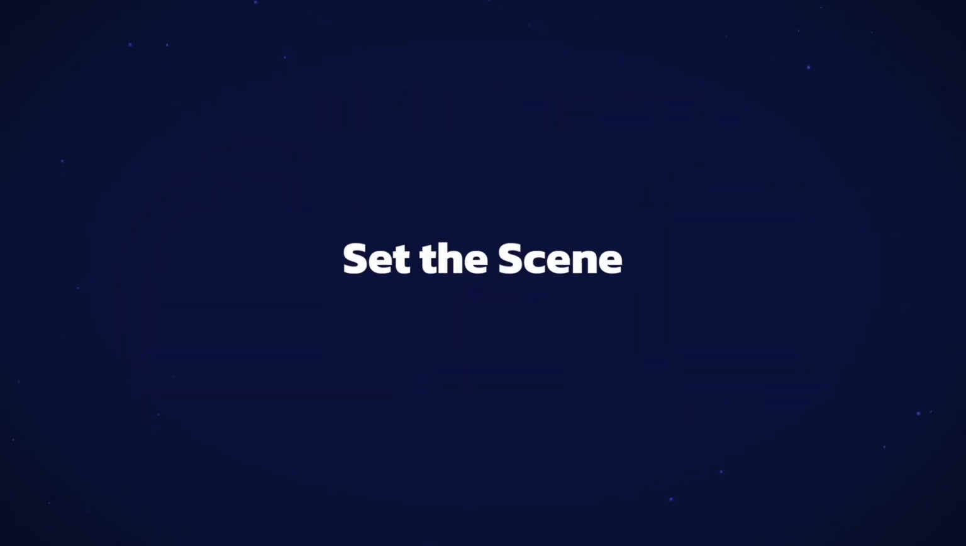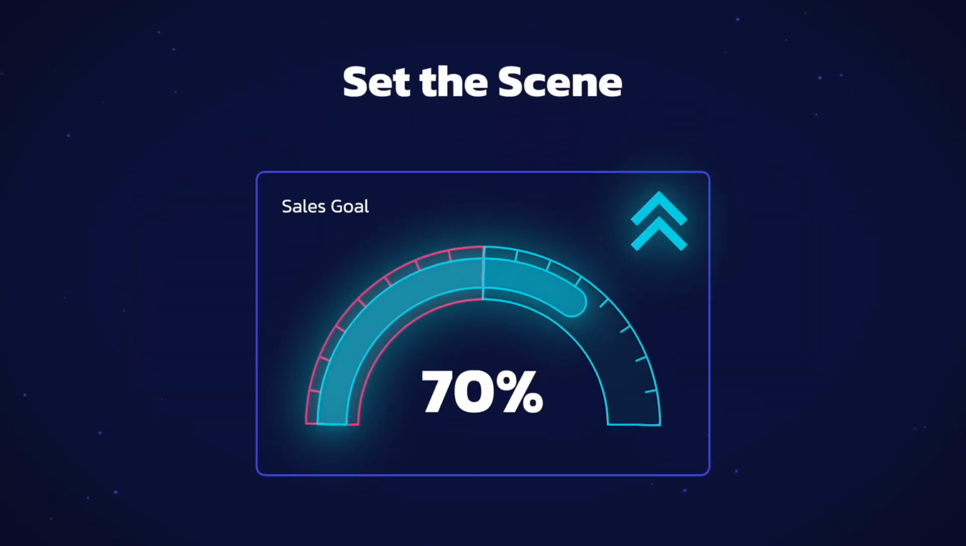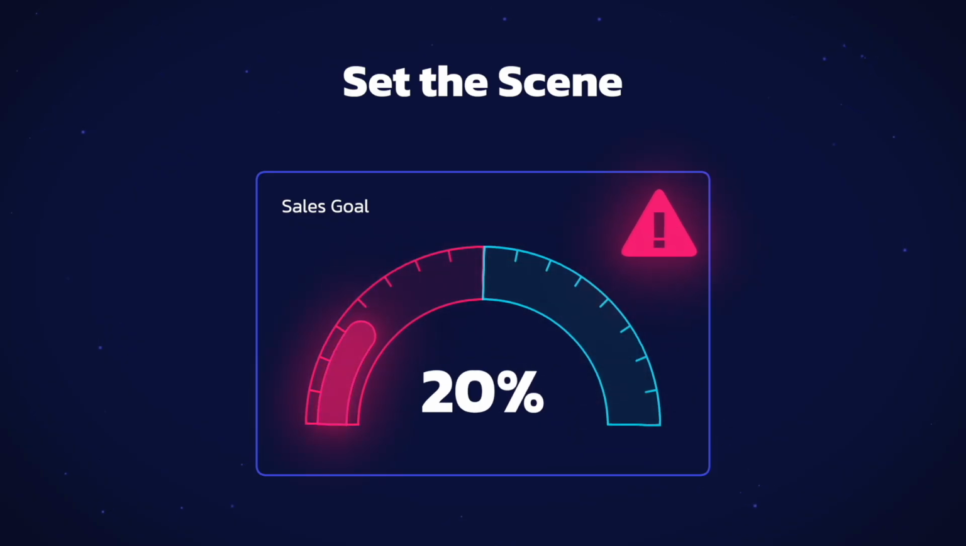Second, set the scene. Use key performance indicators across the top of your dashboard. If sales are dropping, KPIs should highlight that. It grabs the user's attention and defines the context of the story.